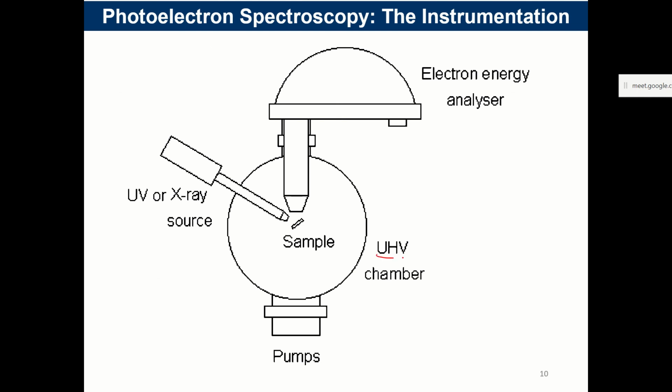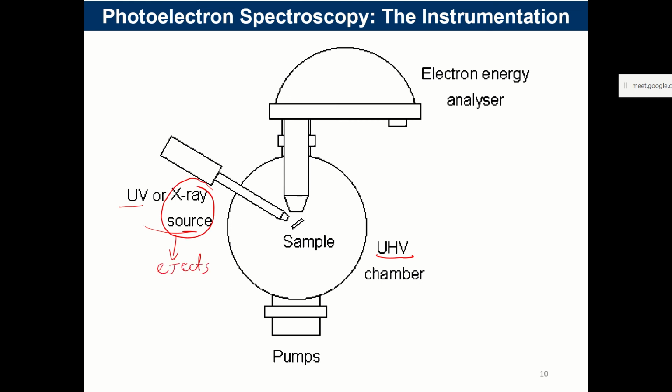UHV means ultra high vacuum. This spherical one is the UHV chamber. This is the source, X-ray source or UV. These are the two methodologies being used nowadays for photoelectron spectroscopy, either an ultraviolet light source or an X-ray source. X-rays are more energetic, having much higher energy than required, and will eject even the core level electrons, not just valence electrons, when an X-ray source is used.